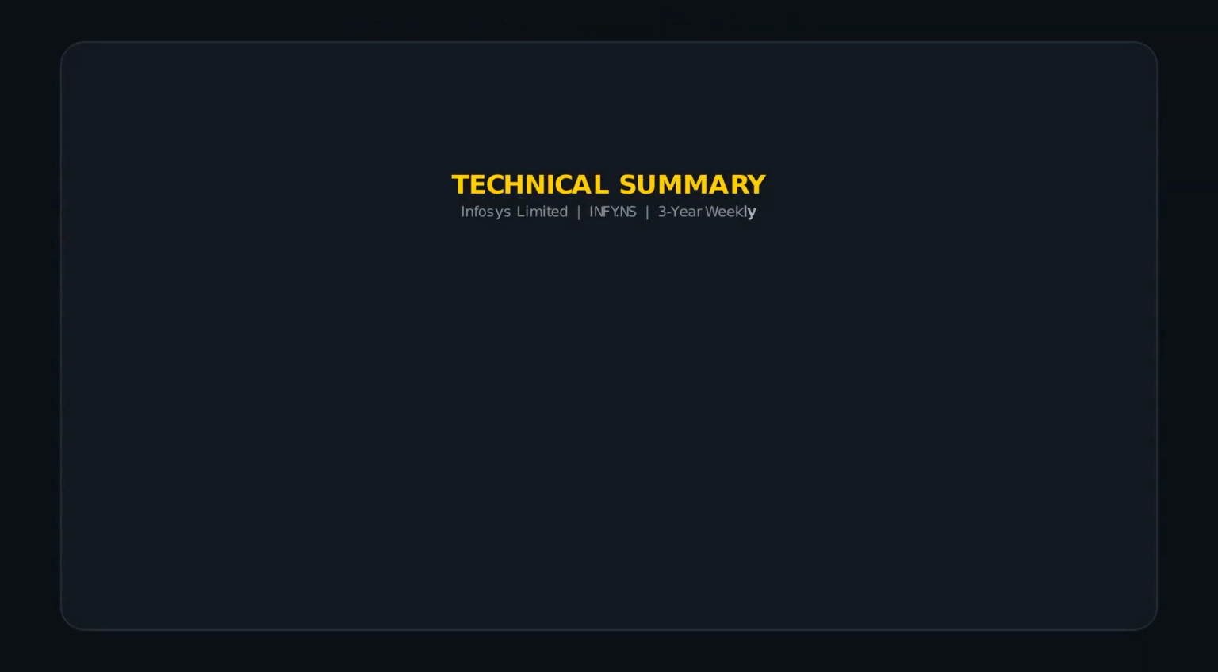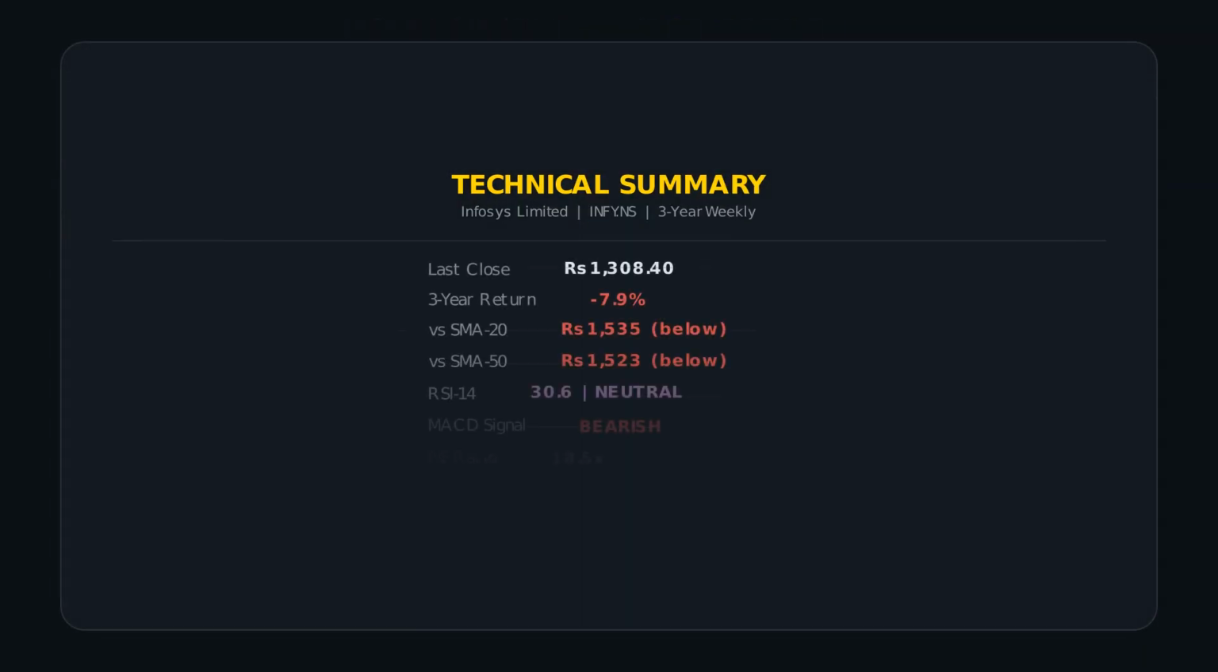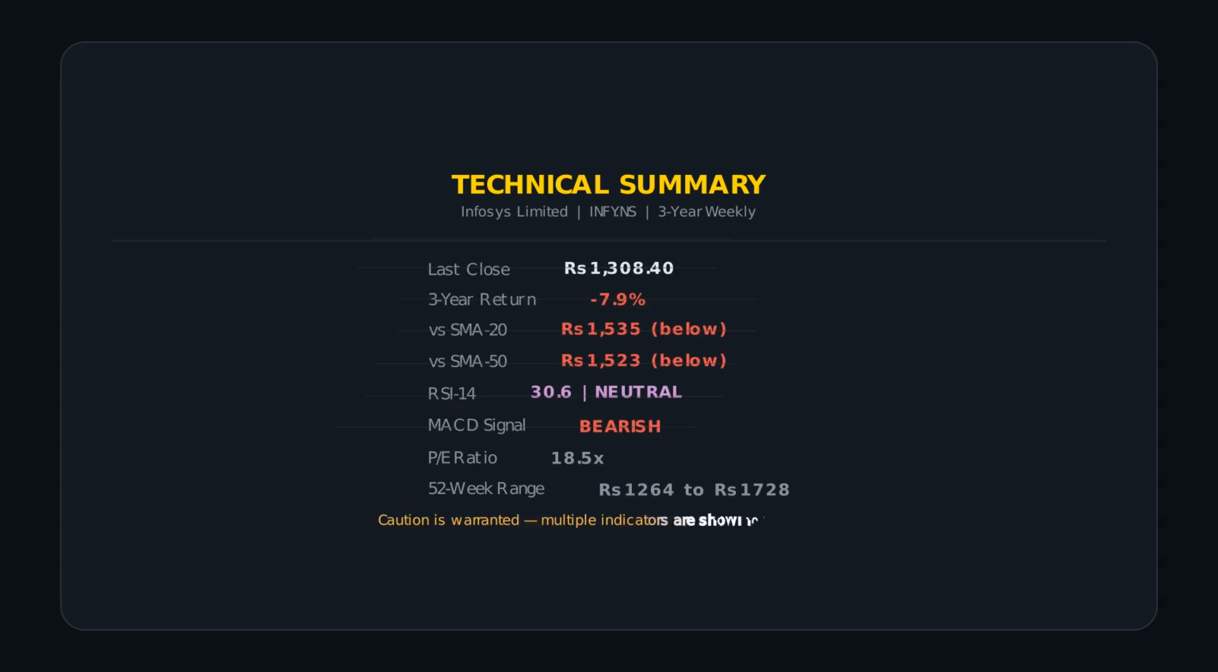Here is the complete technical summary for Infosys Limited. The stock has returned -7.9% over 3 years. RSI is 30.6, neutral. MACD is bearish. Price is below the 50-day moving average. Caution is warranted. Multiple indicators are showing weakness. Remember, this is math. Every number here has a formula behind it.